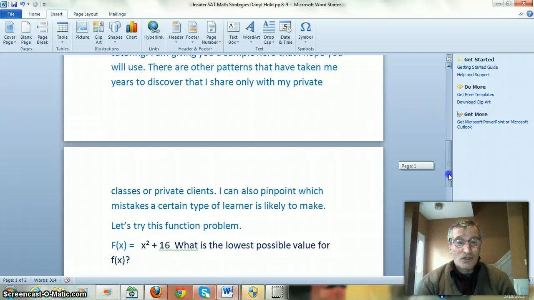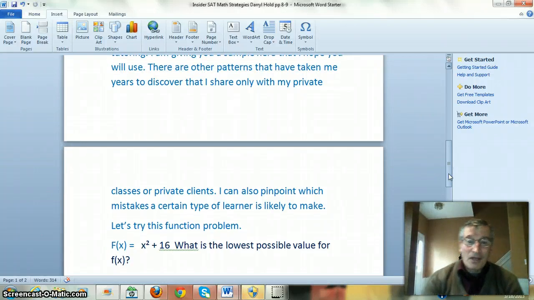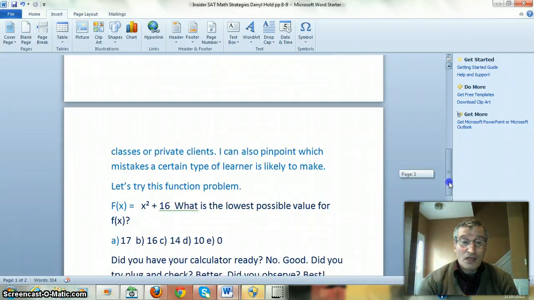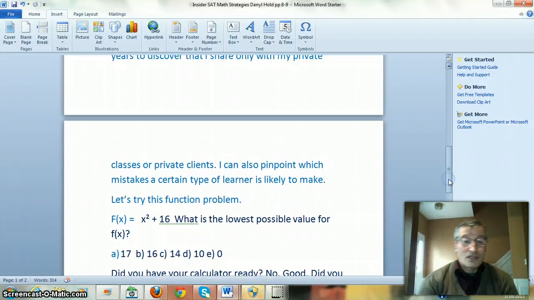Let's try this function problem. F of x is equal to x squared plus 16. What is the lowest possible value for f of x? And here are your answer choices. A is 17. B is 16, C is 14, D is 10, and E is 0.